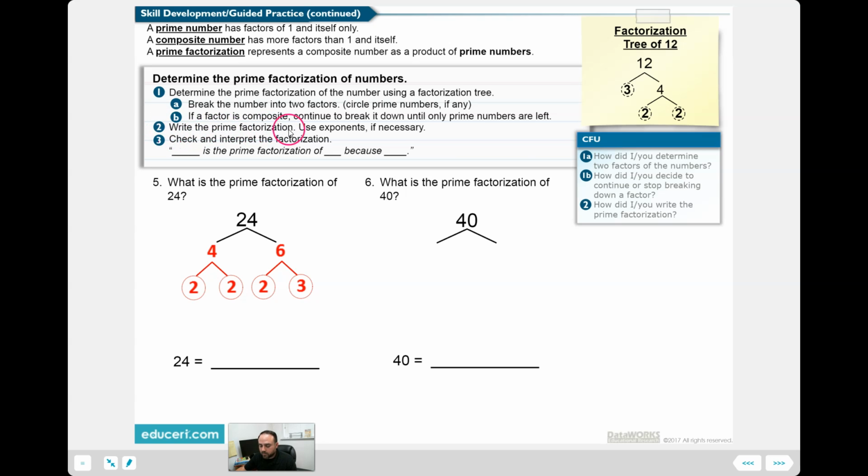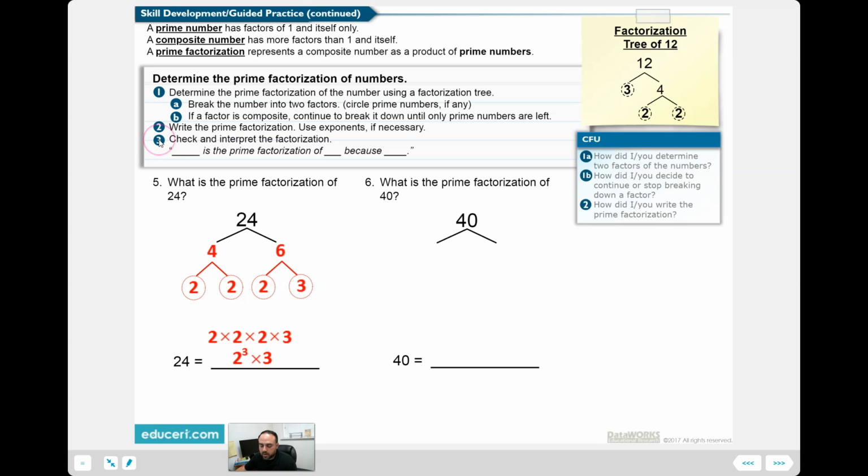Write the prime factorization. Use exponents if necessary. 24 is equal to 2 times 2 times 2 times 3. We will use 2 to the third power to represent the multiplication of 2 times 2 times 2. So 24 is equal to 2 to the third power times 3.